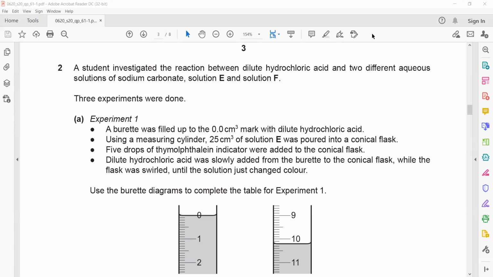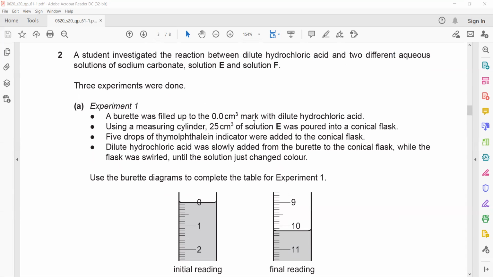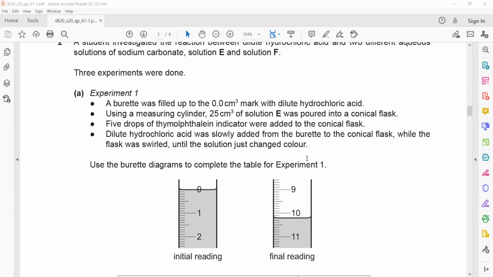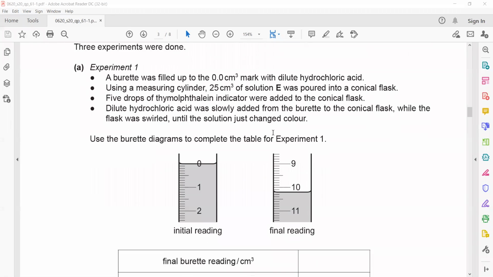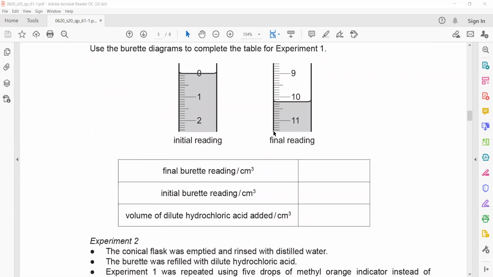Question 2. A student investigated the reaction between dilute hydrochloric acid and two different aqueous solutions of sodium carbonate, E and F. 3 experiments were done. Experiment 1: a burette was filled with 0.0 cm³ marked HCl. Using a measuring cylinder, 25 cm³ of solution E was poured into a conical flask. 5 drops of thymolphthalein indicator were added to the conical flask. Dilute hydrochloric acid was slowly added from the burette while the flask was swirled until the solution just changed color.